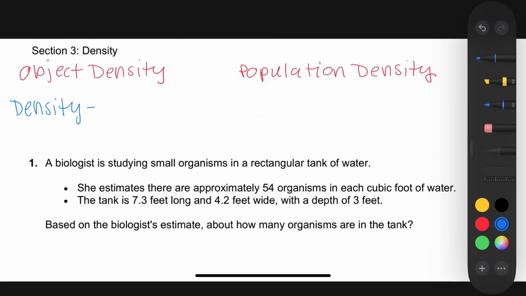equal to mass divided by volume. And mass is like the weight. So that's like the weight of the object.